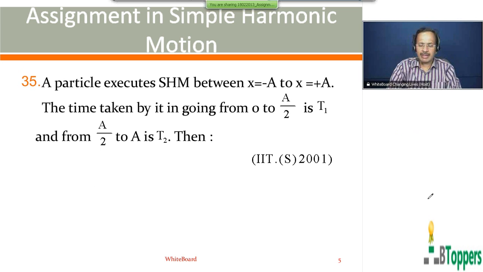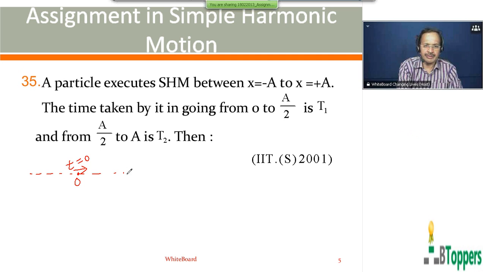A particle executes simple harmonic motion between x equal to minus a and x equal to plus a. The time taken by it in going from 0 to a by 2 is t1, and from a by 2 to a is t2. Now let O denote the mean position of the particle, and we start counting time when the particle is crossing the mean position in the positive direction.